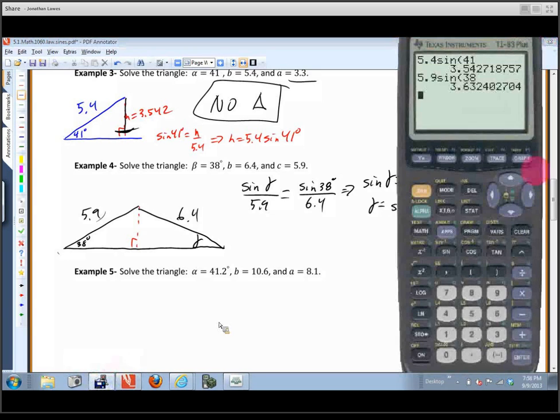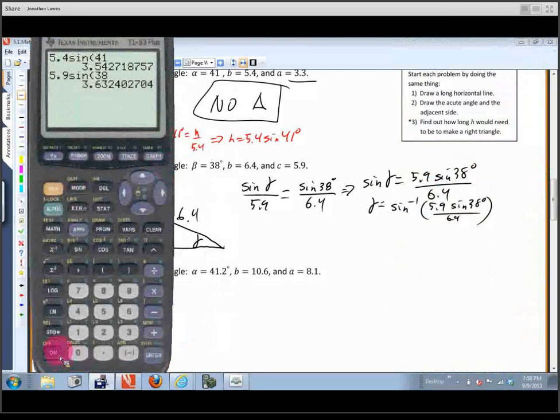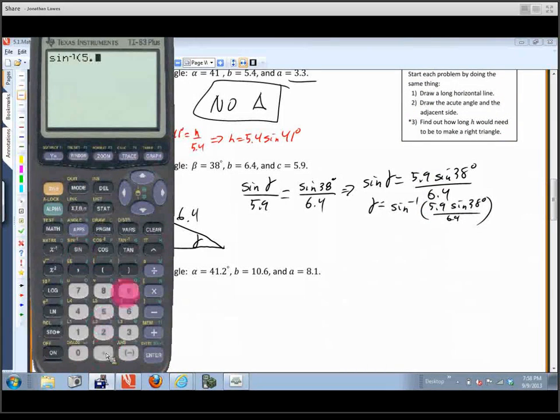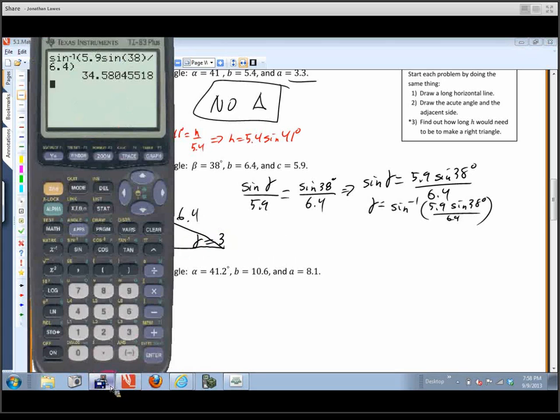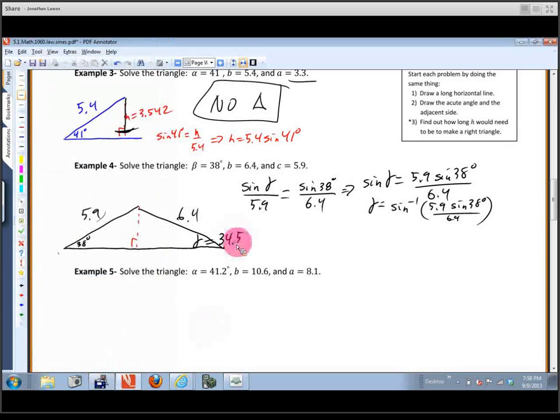Slide this over here, clear this off. We're in degree mode, so we're in good shape there. Again, 5.9 sine 38 degrees, close the parentheses, divide by 6.4, hit enter, and I get 30.58. So this is 30.58 degrees. Okay. So I've got that side, that angle, and that angle.